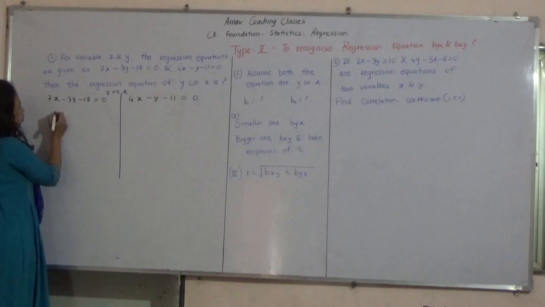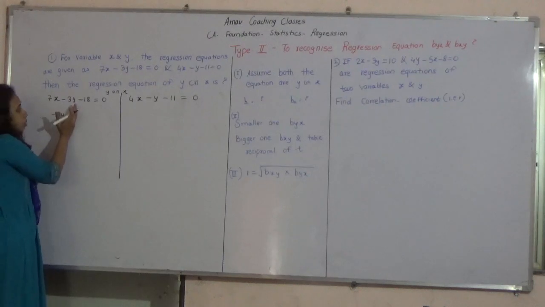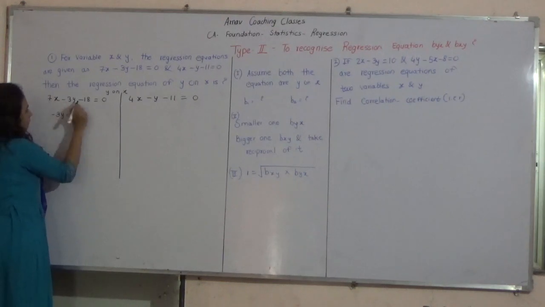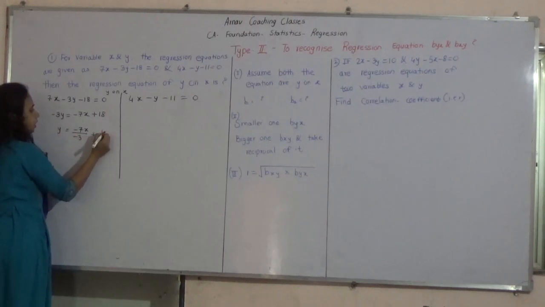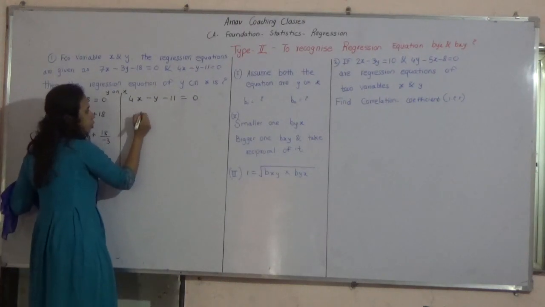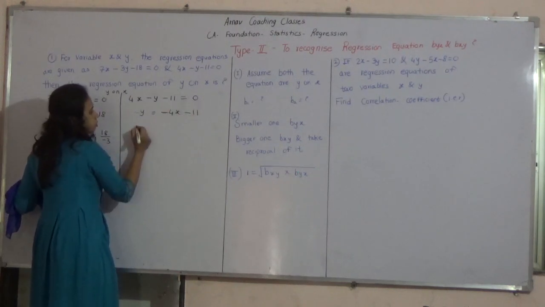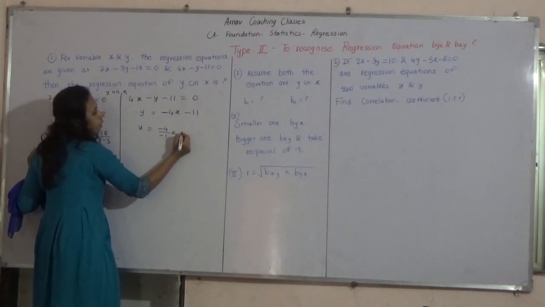So y on x means, in that format, we will put y on this side. Keep y on one side and transfer everything else to the other side. So minus 3y becomes minus 7x plus 18. So y is equal to minus 7x upon minus 3 plus 18 upon minus 3. Same here, we will keep y on this side. This becomes minus 4x minus 11. So y is equal to minus 4x minus 11.